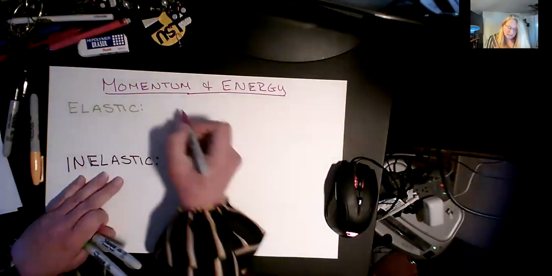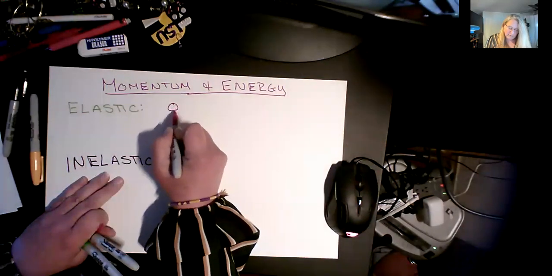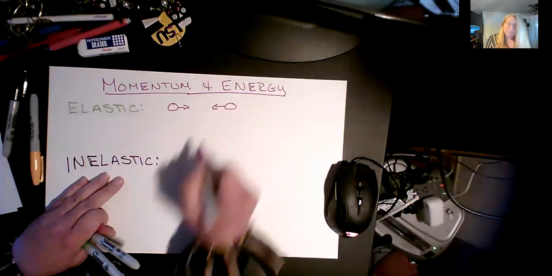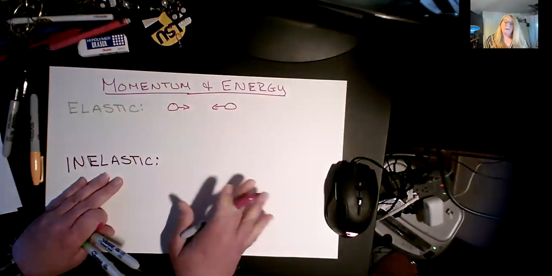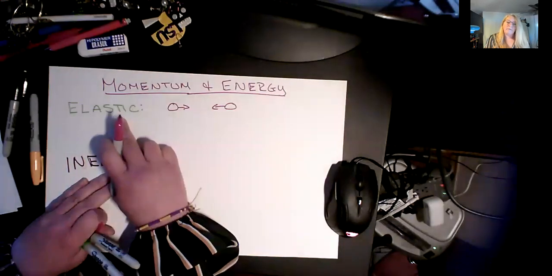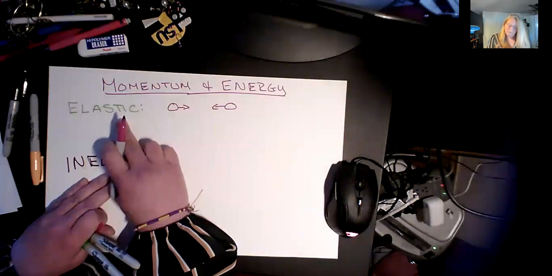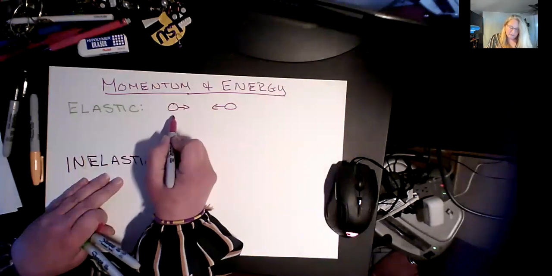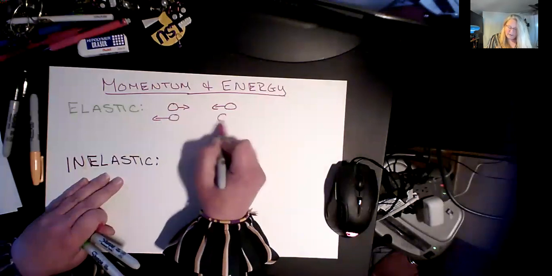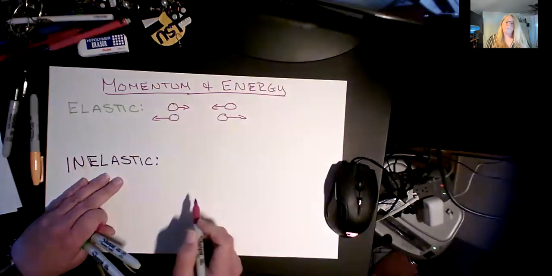Now remember, an elastic collision would be like if I have a ball going this way and a ball going this way, and they hit each other, they bounce off, they don't stick. So in this case, this is a perfectly elastic collision, meaning that after the collision, I'd have one of the balls going back that way and one of the balls going back that way.